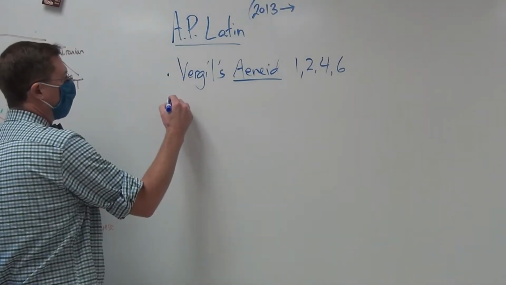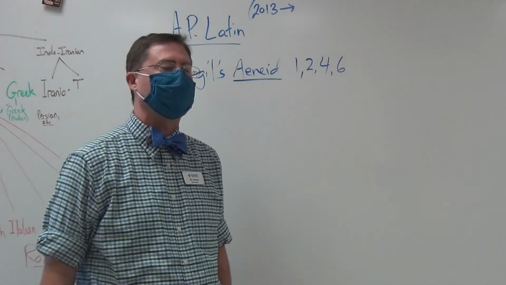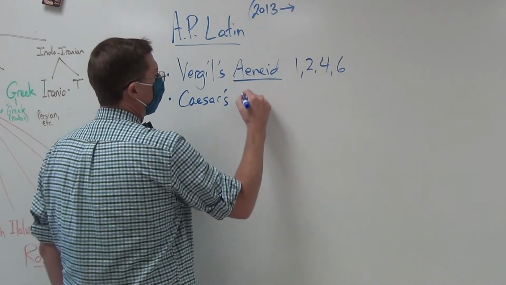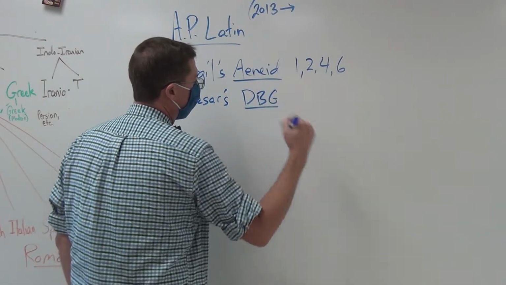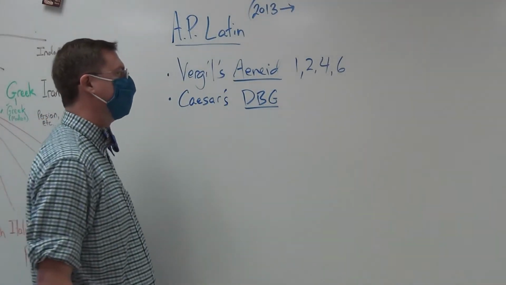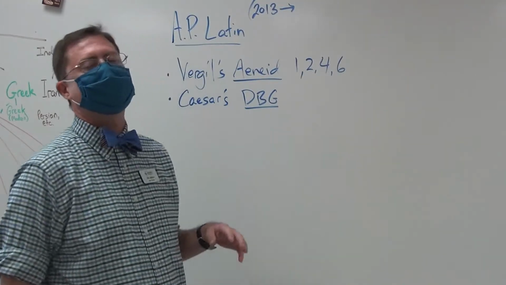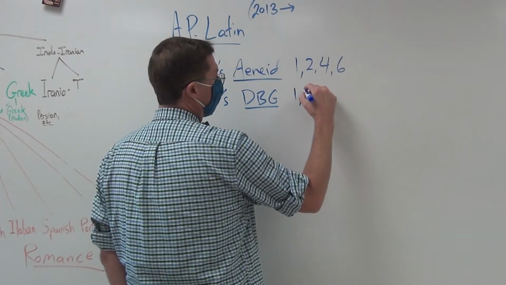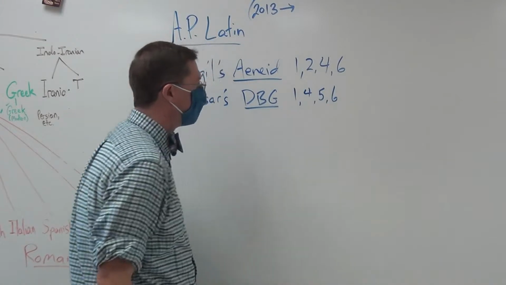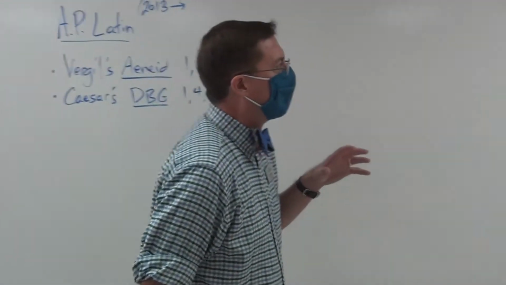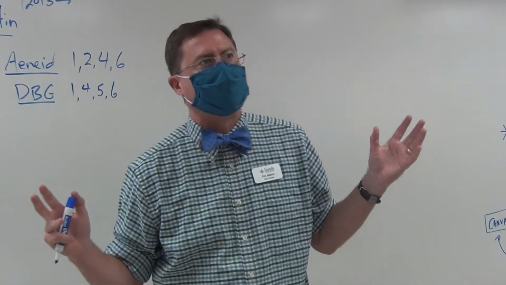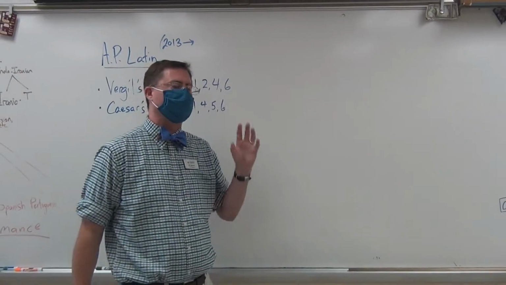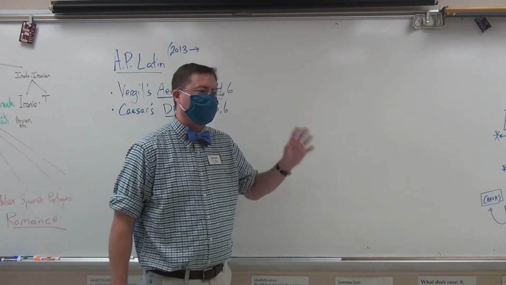The second author that is a part of AP Latin as a whole that we read from is, of course, Gaius Julius Caesar, Caesar's Commentarii De Bello Gallico, or the DBG. From the DBG, which is 7 books long, we will read excerpts from Book 1, Book 4, Book 5, and Book 6. Now, the two aspects of the course are, one, what we read in class on a daily basis, and then there is the exam in and of itself. And I will talk about the exam and all that comes along with it in just a moment.